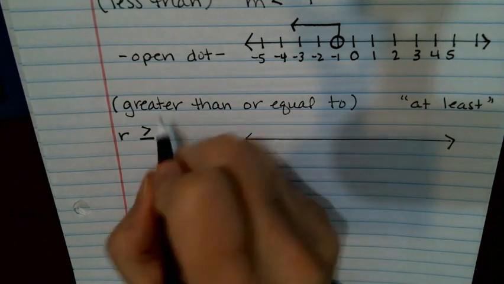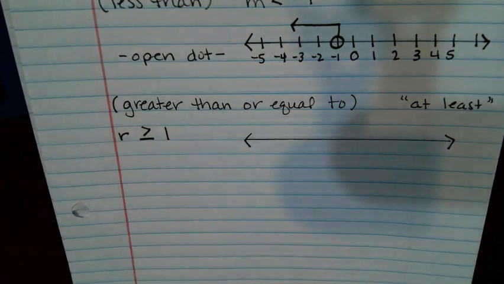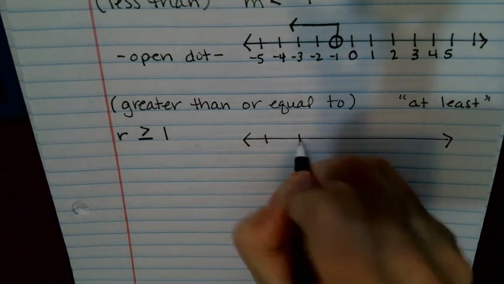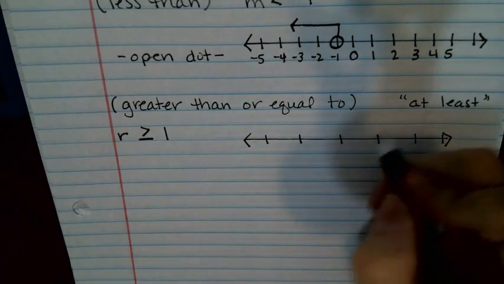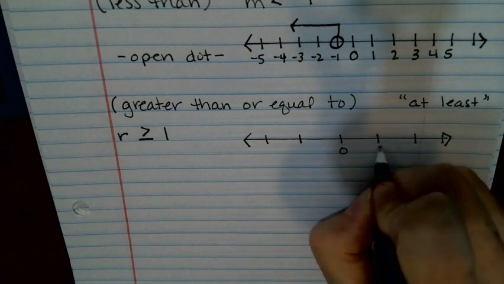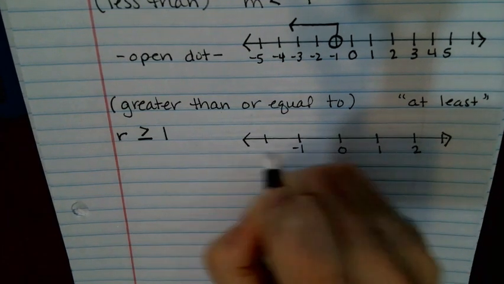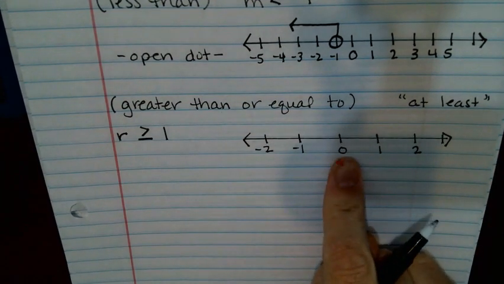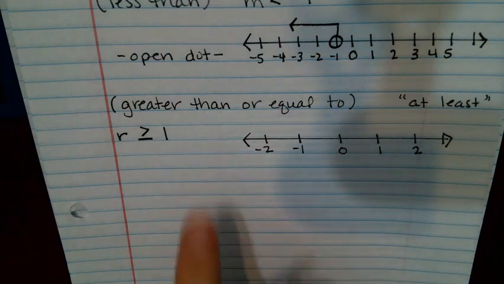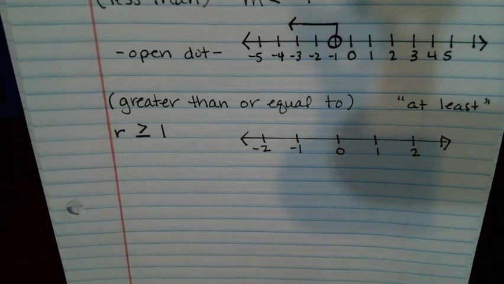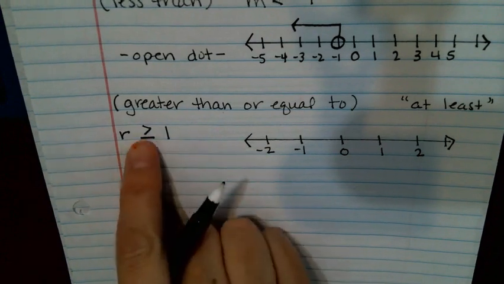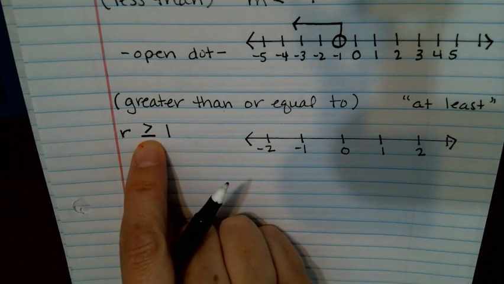And let's use the number 1. So R has to be at least 1. Okay, I'm going to do bigger intervals here because I don't need as many. There we go. And let's see. I'm going to say 0, 1, 2, -1, -2. You don't have to have 0 on your number line, by the way. Really, you just have to make sure that you have this number and at least 3 to 5 total intervals, okay?